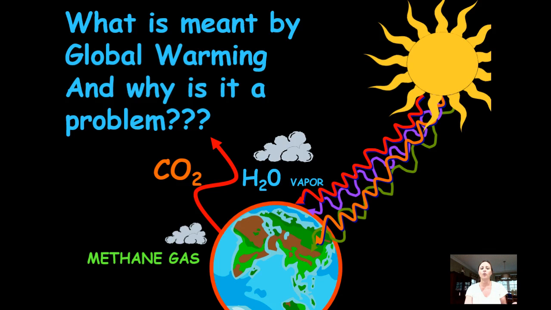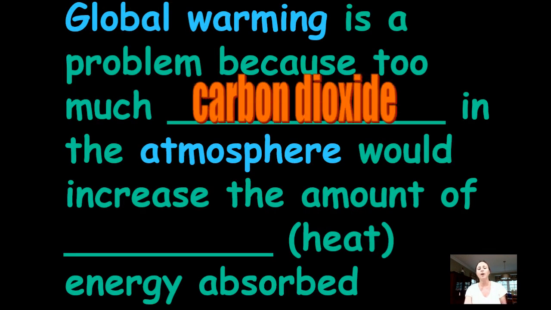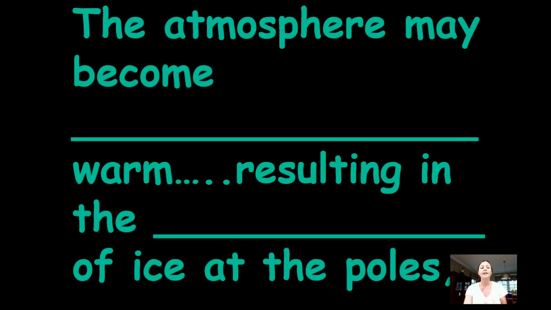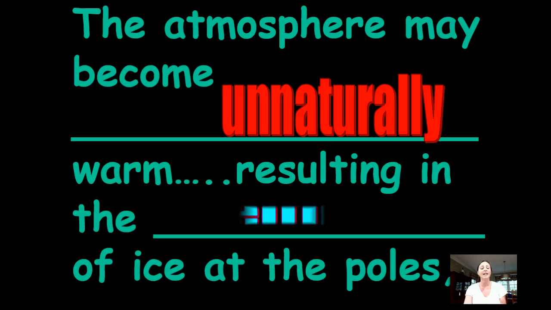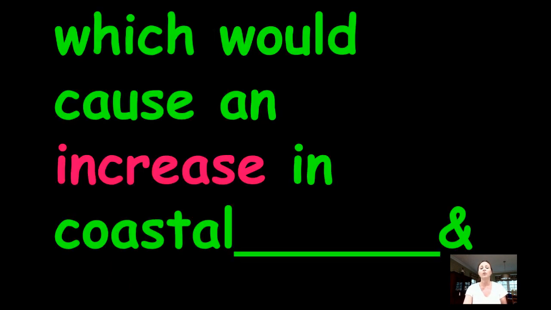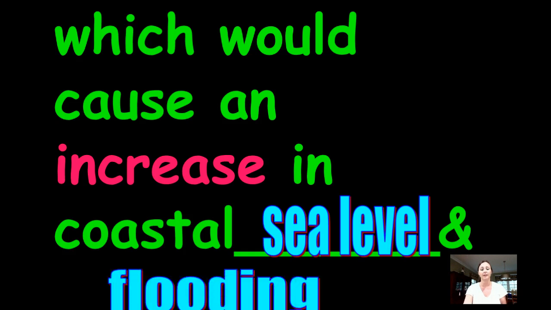So what is meant by global warming and why is it a problem? Well, global warming is a problem because too much carbon dioxide in the atmosphere would increase the amount of infrared heat and energy that's absorbed in our atmosphere. The atmosphere may become unnaturally warm, which could result in the melting of the ice at the poles, and it would cause an increase in coastal sea level and flooding.